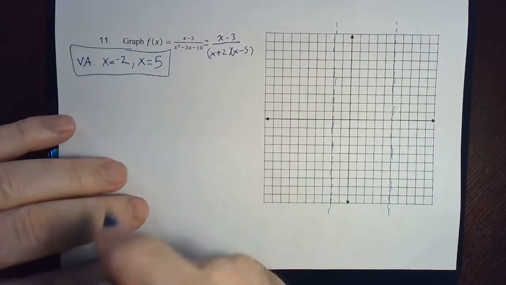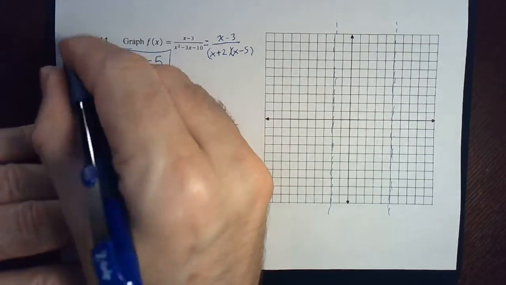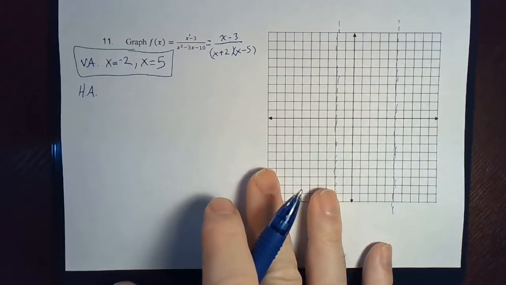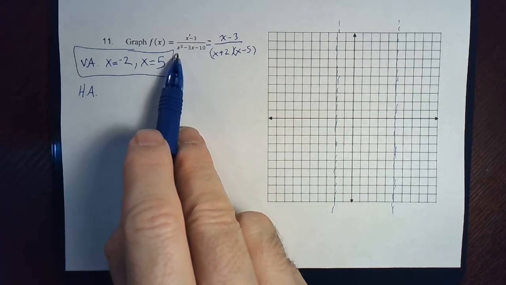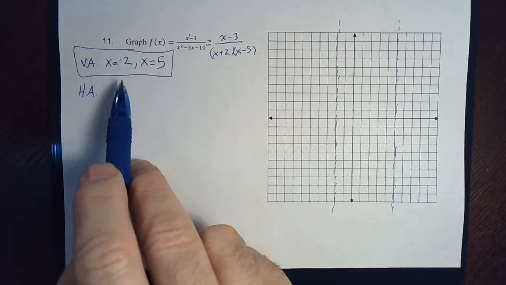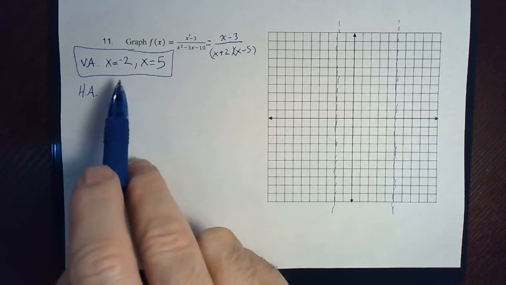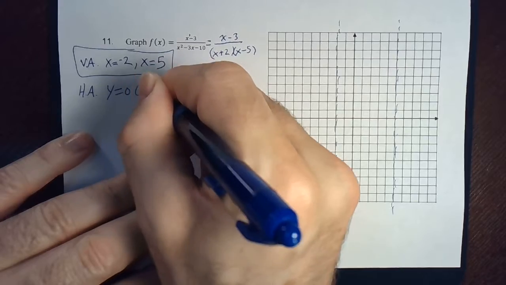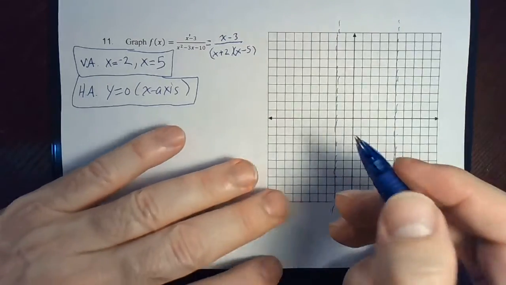Now let's take a look at the horizontal asymptote, and there is one. And actually this one's pretty easy. What we look at is the degree of the top and the degree of the bottom. The degree of the top is 1, it's like x to the 1, and the degree of the bottom is 2, like x squared. Well, since the degree of the bottom is bigger than the degree of the top, remember that the horizontal asymptote is just the line y equals 0, which is the x-axis. So here we go.